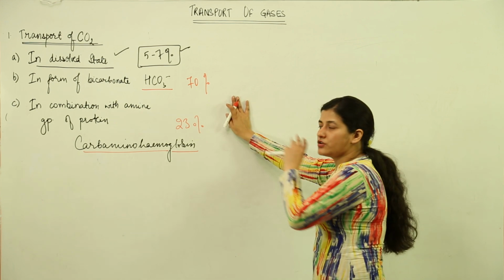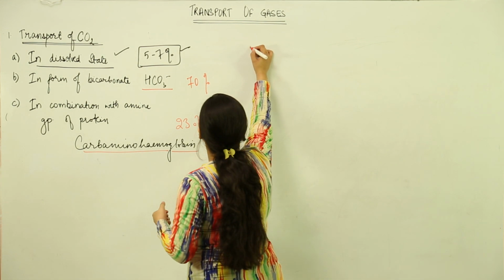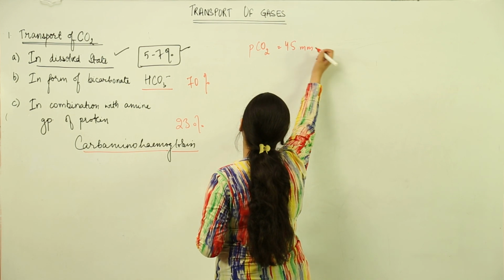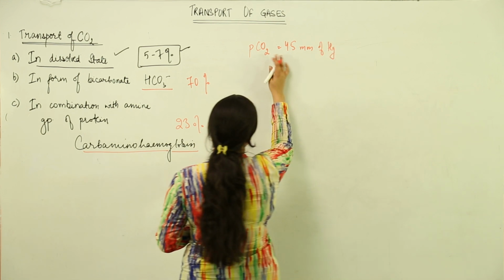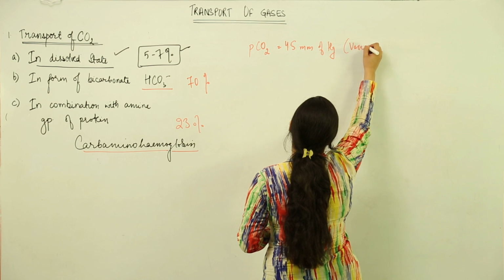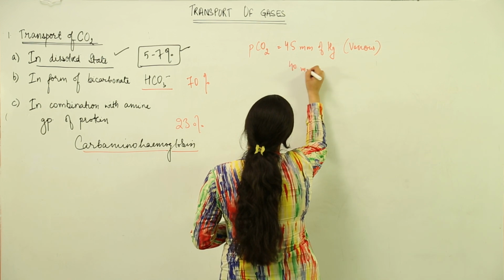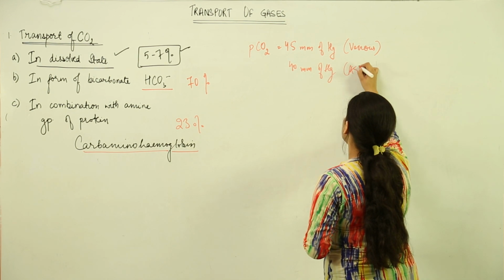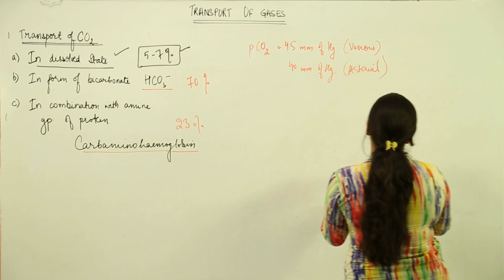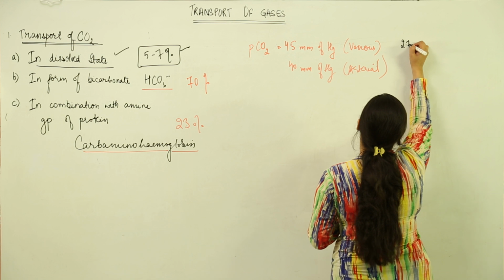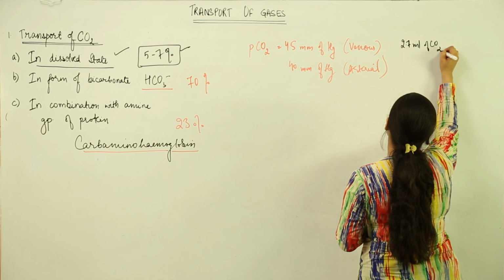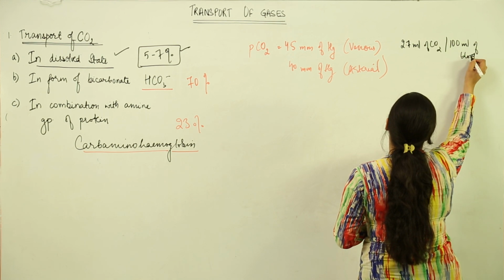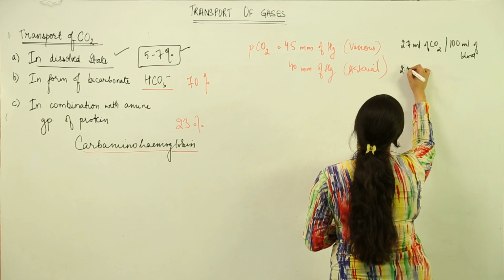Individually taking each one, when we talk about the dissolved state, you know that the partial pressure of the venous blood for carbon dioxide is 45 mm of mercury, and that of arterial blood it is 40. So, if a clear-cut distinction is to be made in terms of carbon dioxide, then this is as much as 2.7 milliliter of CO2 per 100 milliliter of blood, and in the case of arterial blood this is 2.4.